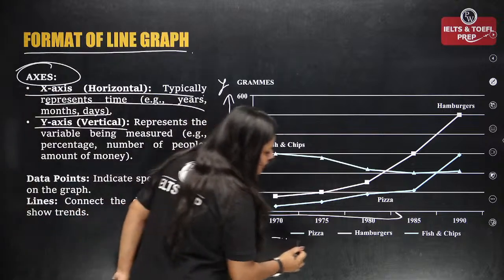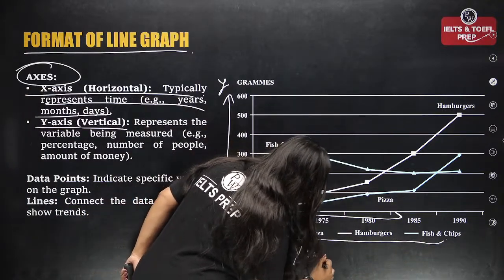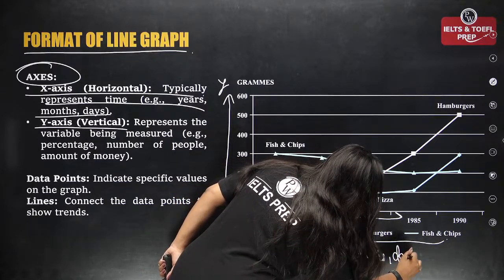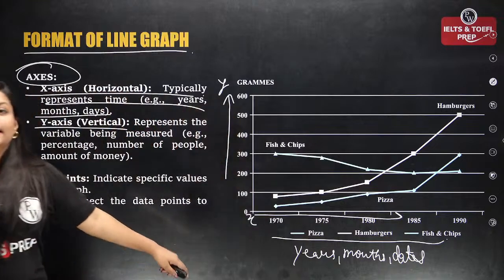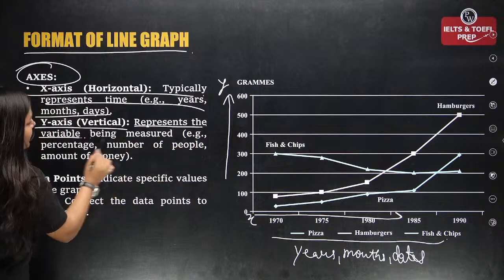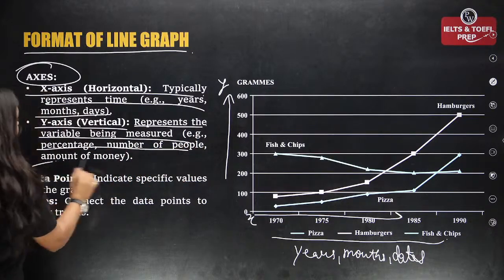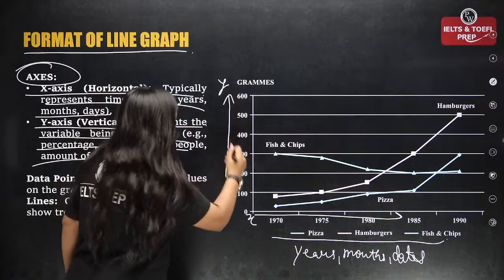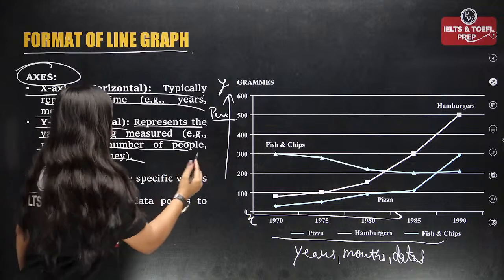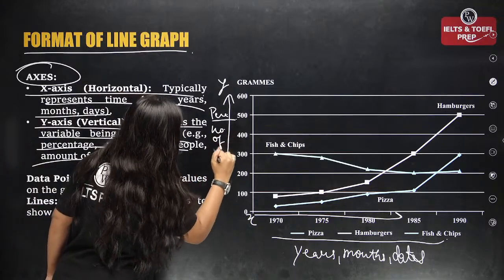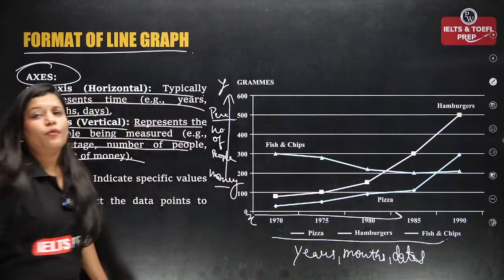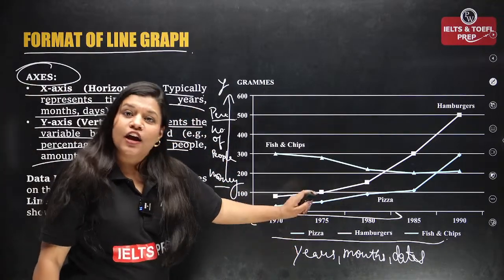So this line typically defines years, months and dates. The y-axis represents a variable being measured, for example percentage, number of people, and amount of money. This line tells you about percentage, number of people, and money. These are some of the pointers that the x-axis and y-axis show you.